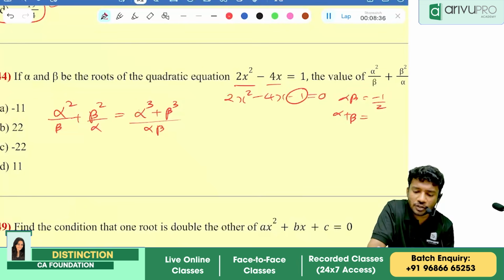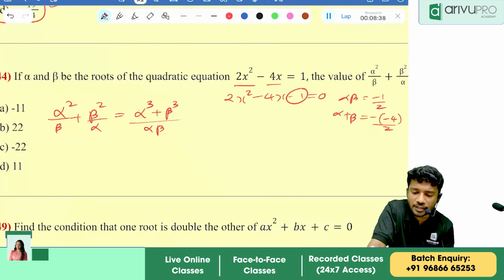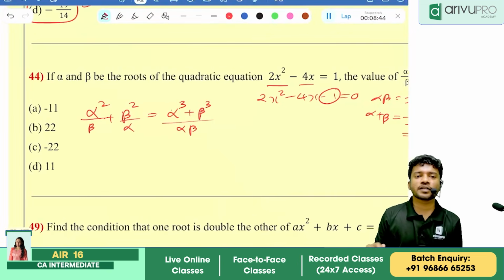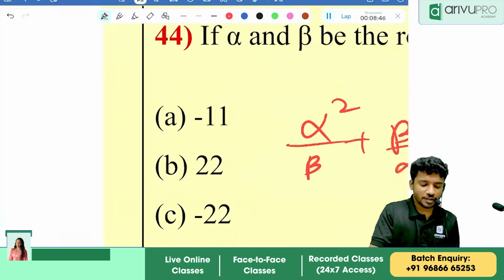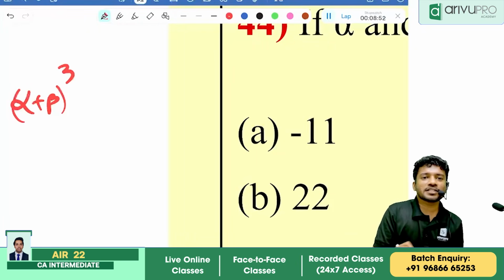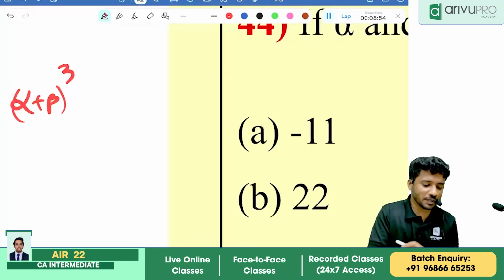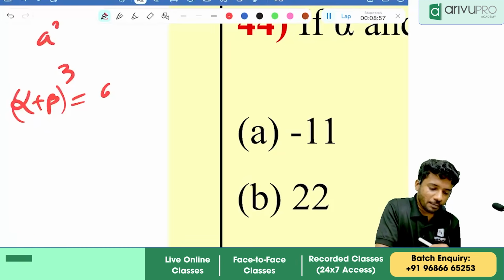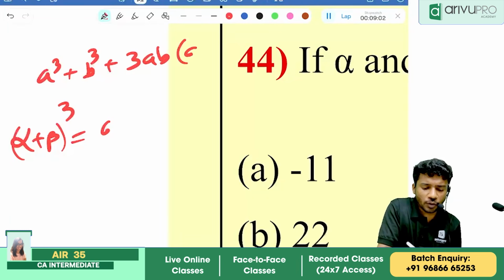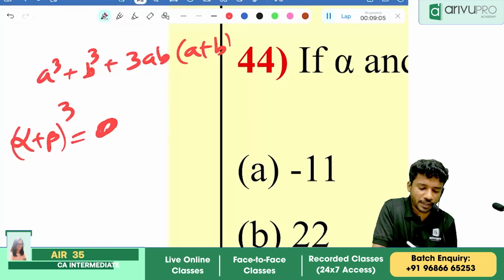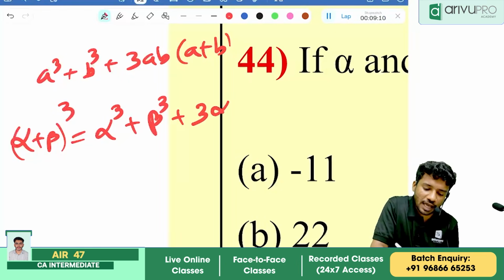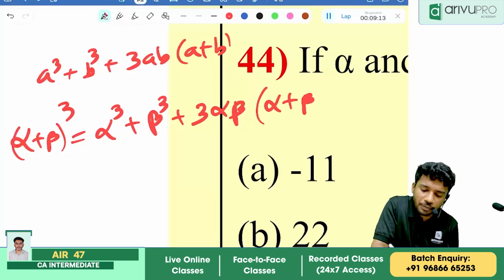Alpha plus beta is equal to how much? Minus of minus 4 divided by 2, which is equal to how much? 2. We have alpha plus beta. But people, do you know how to find the value of alpha cube plus beta cube? Alpha plus beta the whole cube, or a plus b the whole cube. What was the formula for a plus b the whole cube? A cube plus b cube plus 3ab into a plus b. Similarly, this will become alpha cube plus beta cube plus 3 alpha beta into alpha plus beta.